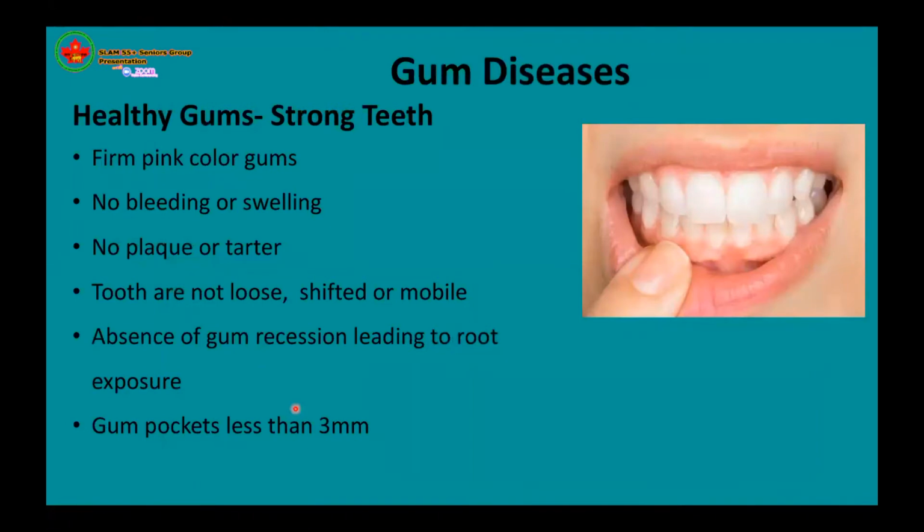Next, I'm going to talk about gum diseases. Gums are important for the rigidity of tooth structures. Healthy gums can be defined as firm, pink-colored gums, with no bleeding or swelling, no plaque or tartar, non-mobile teeth, no root exposure, and gum pockets less than 3 millimeters.